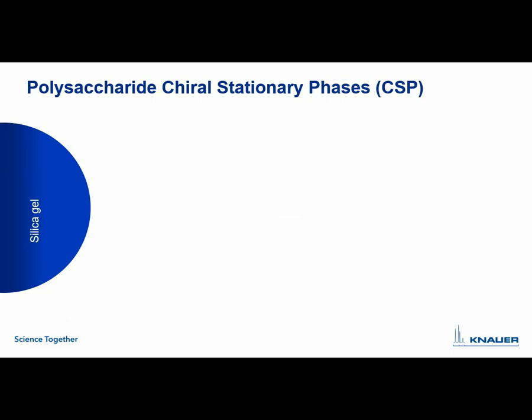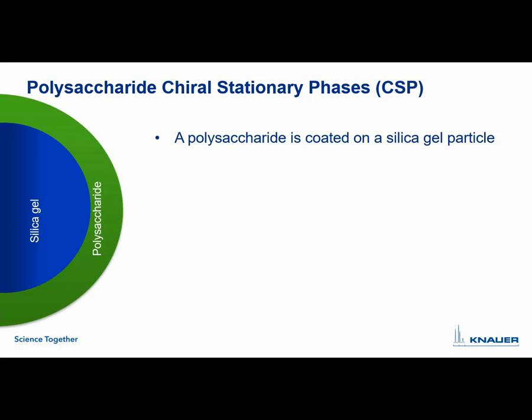So let's start with the polysaccharide chiral stationary phases. These are also the most often used phases on the market because they are really good in chiral separations. When you produce them, you take a silica gel particle. So it's not very different from the silica gel particles that you use for reversed phase HPLC, for example. But now you make a coating. A polysaccharide is coated on that silica gel particle.